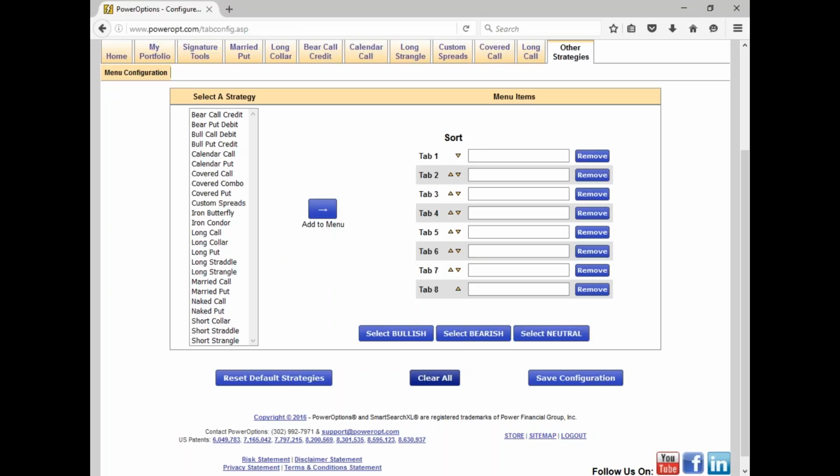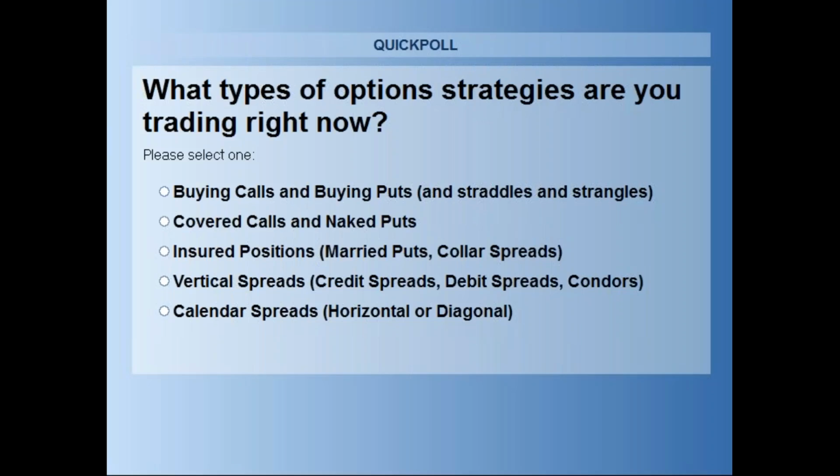Let me see something here. Hold on one second. I'm curious, before I get to Donald's question, let me just launch this quick poll. I promise you it's probably the only poll I'm going to ask during today's presentation. I'm just curious, what kind of option strategies are you all trading right now? Are you mainly looking at just call buying and put buying, or maybe straddles and strangles? Are you looking at covered calls and naked puts?